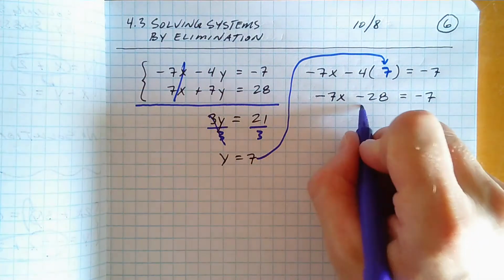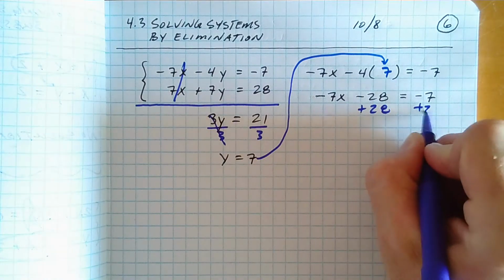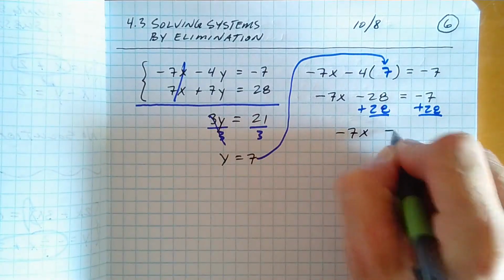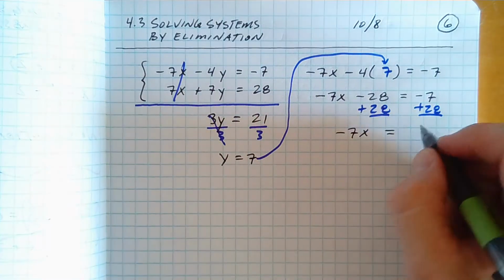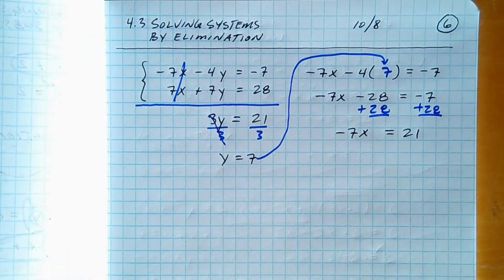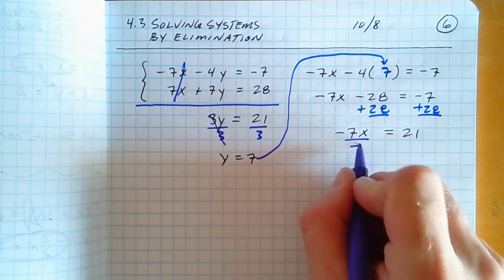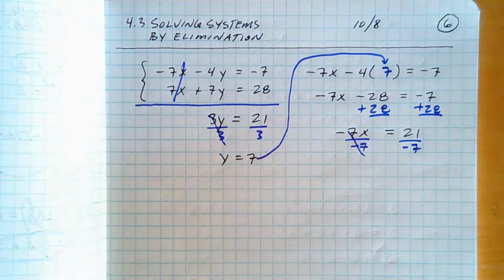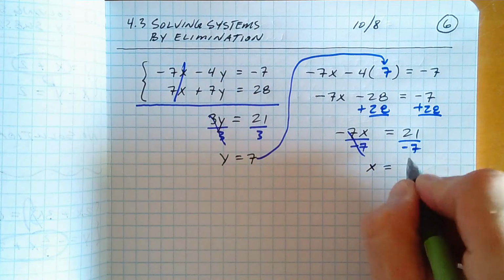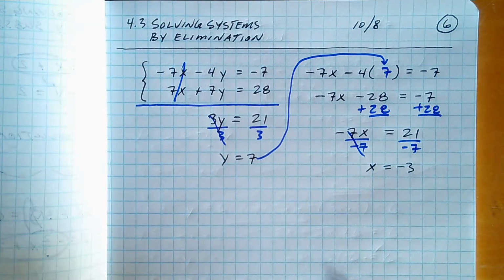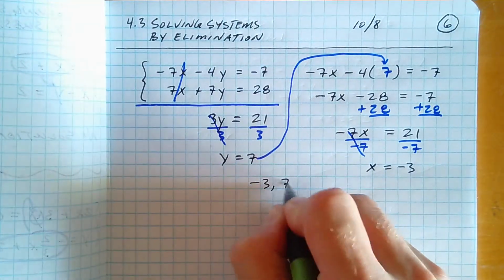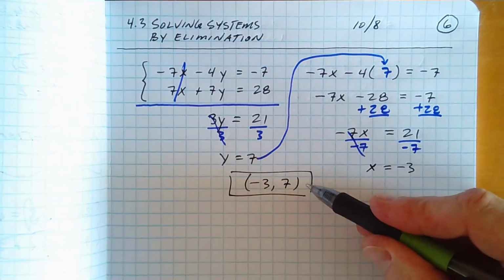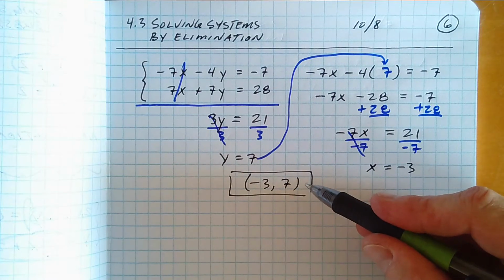Let's add 28 to both sides. And I'm going to have negative 7x equals negative 7 plus 28 is positive 21. Let's divide by negative 7. And I could see that I'm going to have x is equal to negative 3. So my solution would be negative 3, 7. Remember, this is a system of equations, so our answer represents the point where these two lines intersect each other.